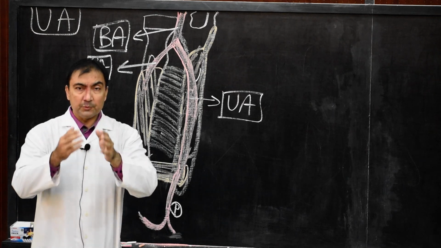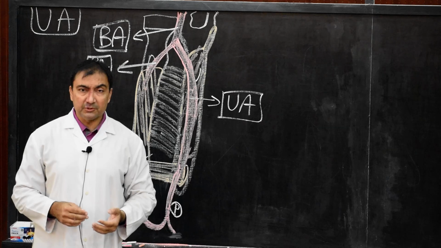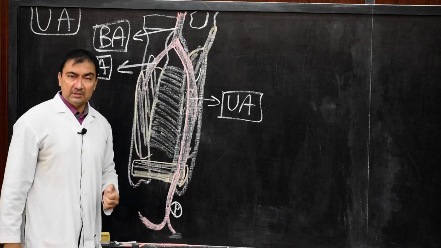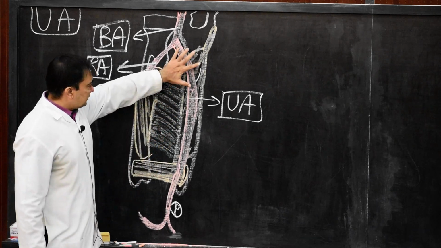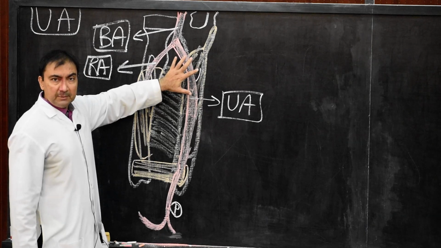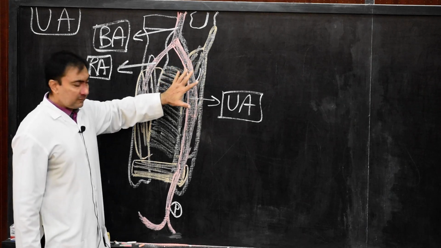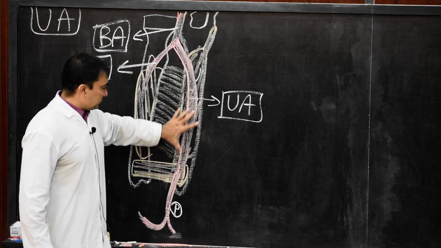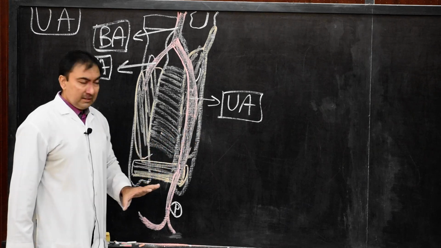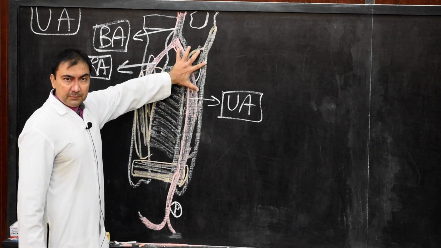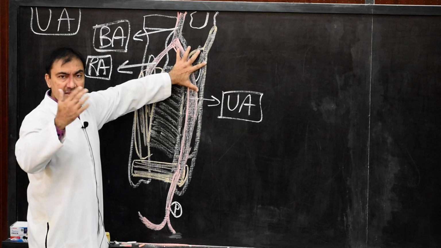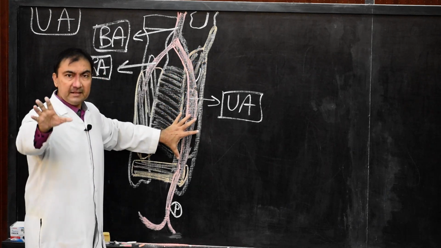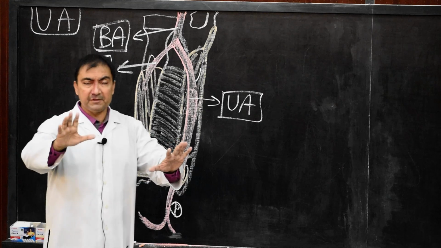That means it will be lying deep to pronator teres, flexor digitorum superficialis, flexor carpi radialis, palmaris longus, etc. So this superficial group of flexor muscles of the front of the forearm will cover the upper 1/3 of the ulnar artery. What about the lower 2/3? In the lower 2/3, the ulnar artery is covered by skin, superficial fascia, and deep fascia. Very simple.